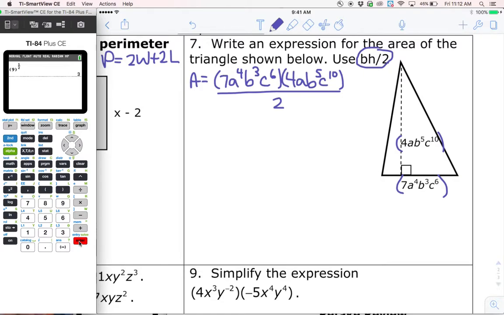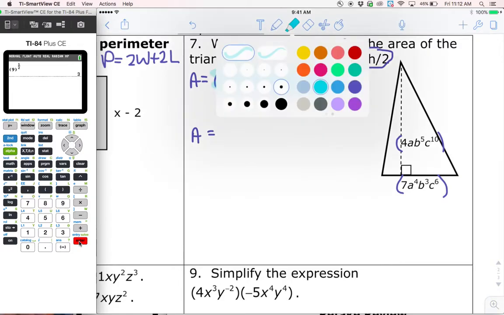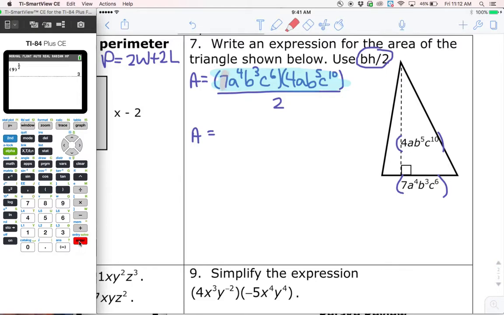But before I start worrying about that, let's just look at the top. All right, let's multiply this just on the top. So we're going to have 7 times 4, and we're going to get 28. And now let's look at our a's.